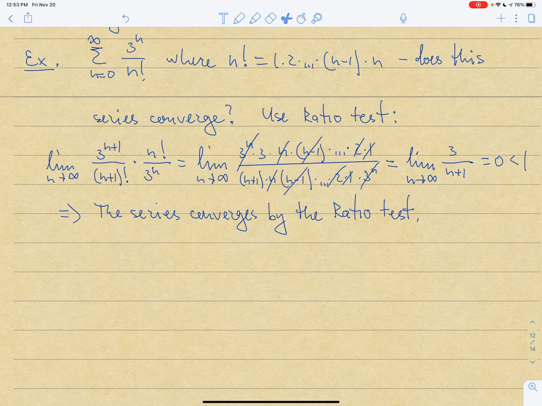All right, and so next time we're going to look at yet the next test for convergence.